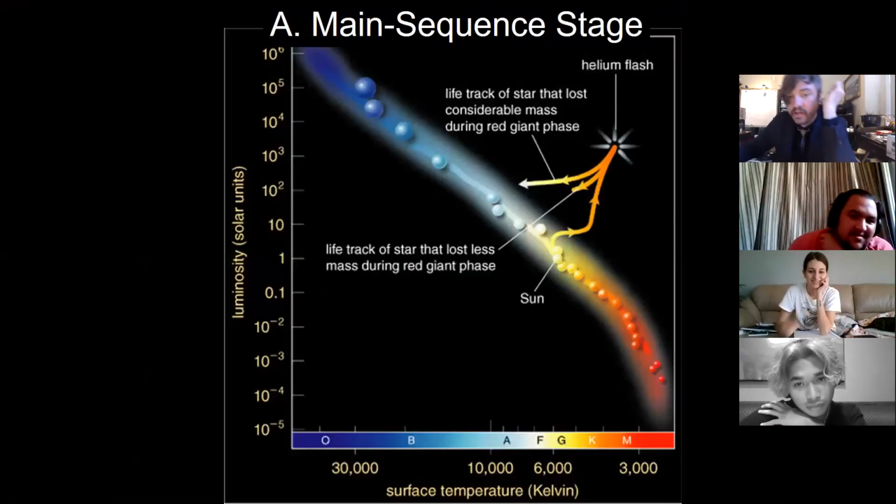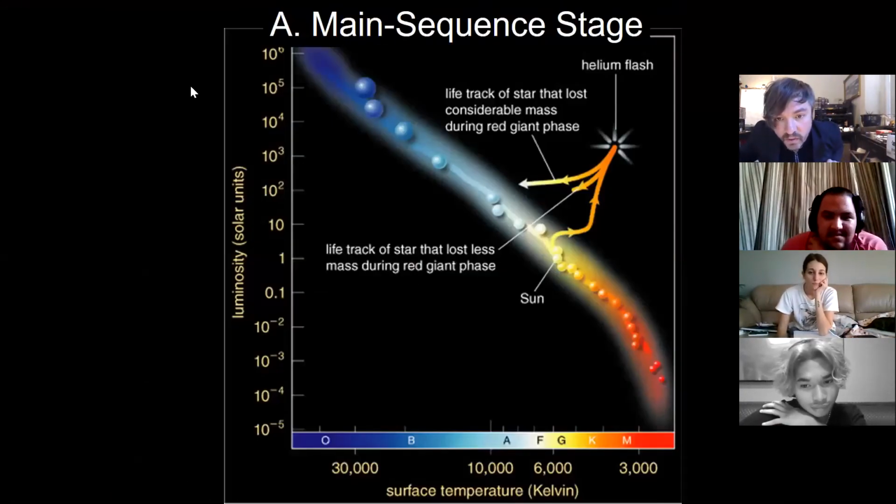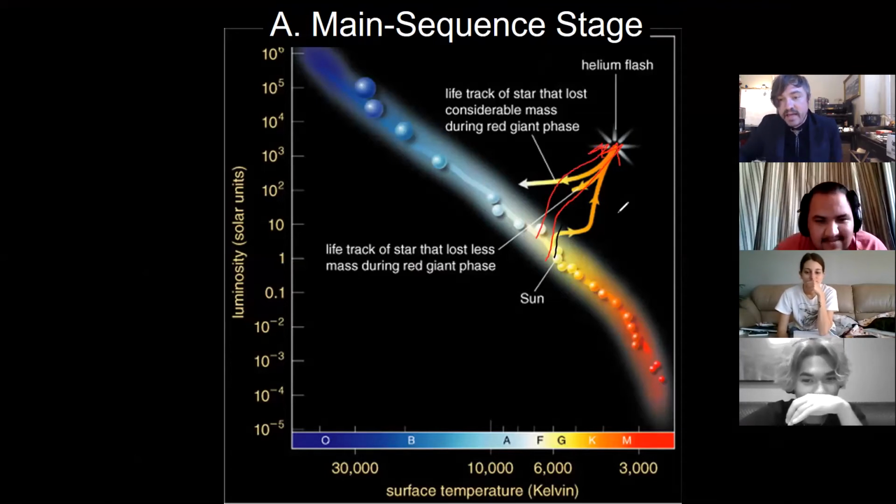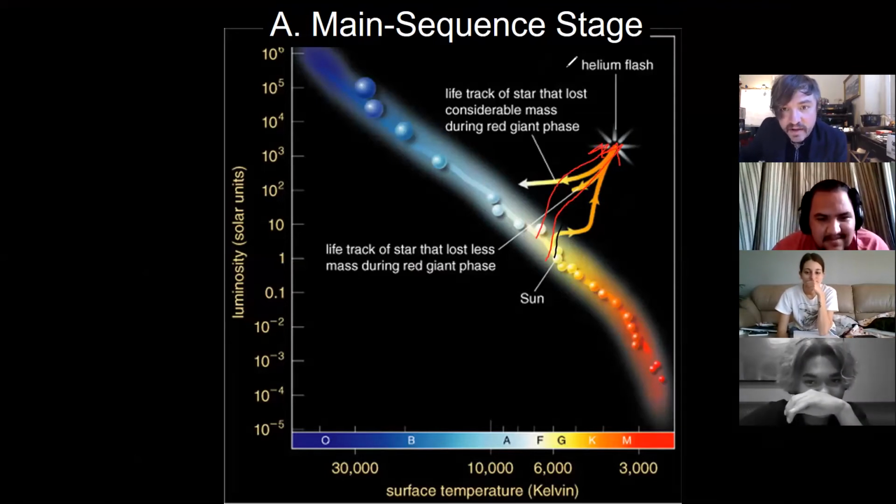The star will grow. It will grow, its radius will increase, and it will move up the red giant branch. This basically means the star is dying. So when we see stars evolving up the red giant branch, that means the star is dead.